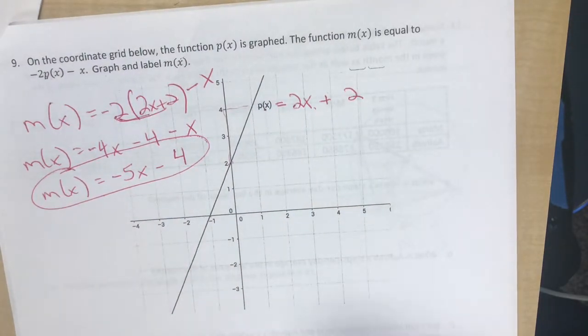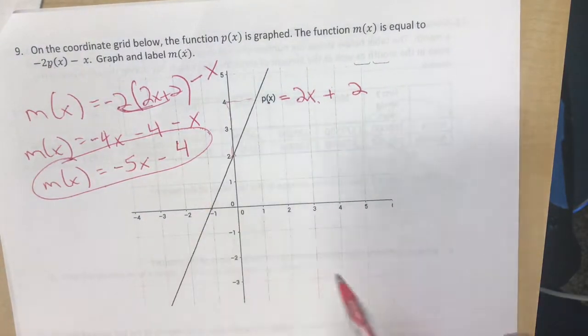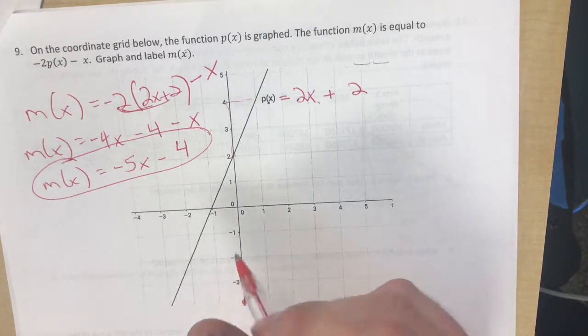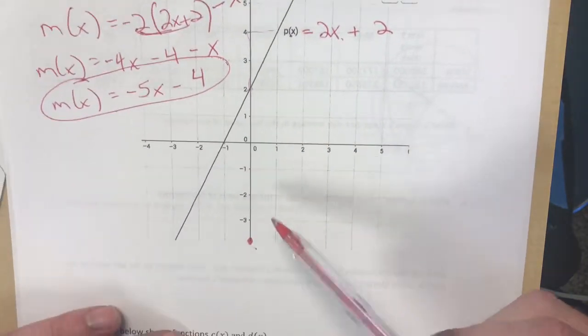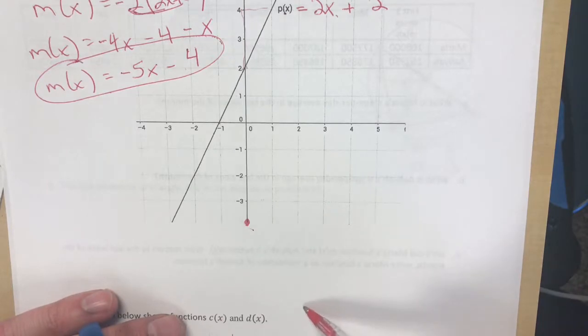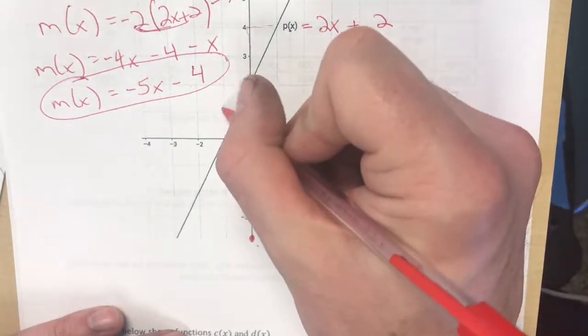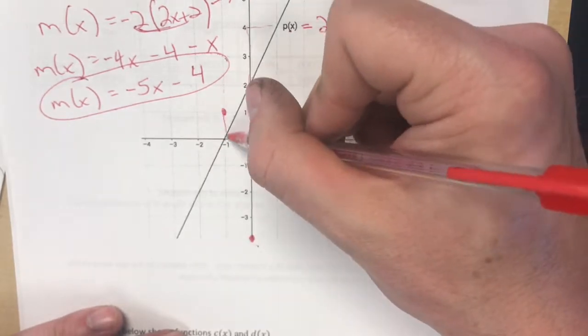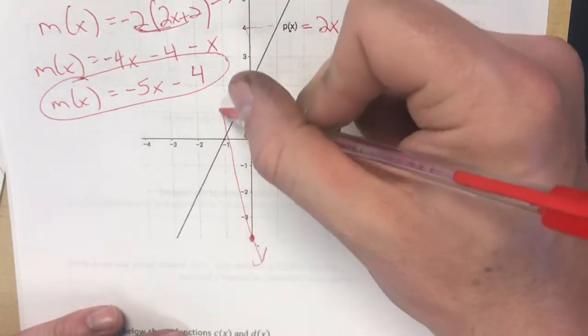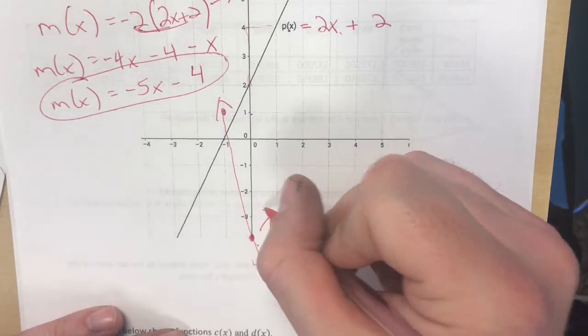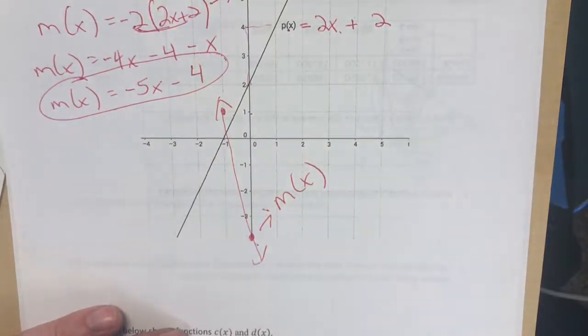So if you're doing this on your own and that was a little quick, make sure to just go back and pause the video as needed. But we now need to graph this, so we'd go down 4, and then has a slope of negative 5. So going down 5 and 1 over is in the wrong direction. So I would do the opposite, which is this way. And then basically here, this is m of x.